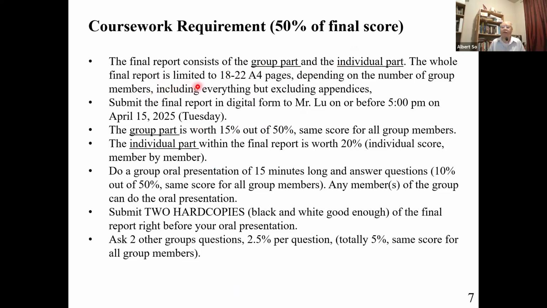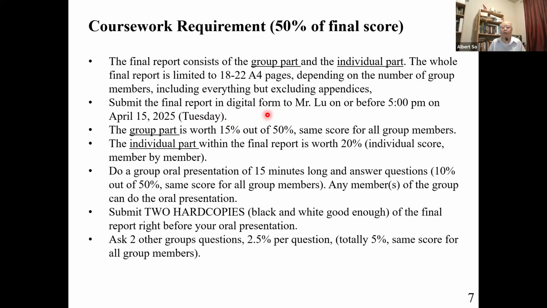The final report is limited to 18 to 22 pages, depending on the number of group members. Why? You'll see when I talk about the structure of the report. Now, submit the final report in digital form to Mr. Lu on or before 5 p.m. on the first day of presentation, April 15.